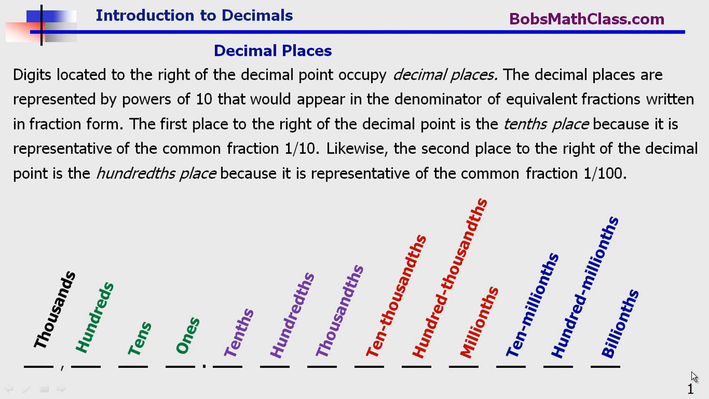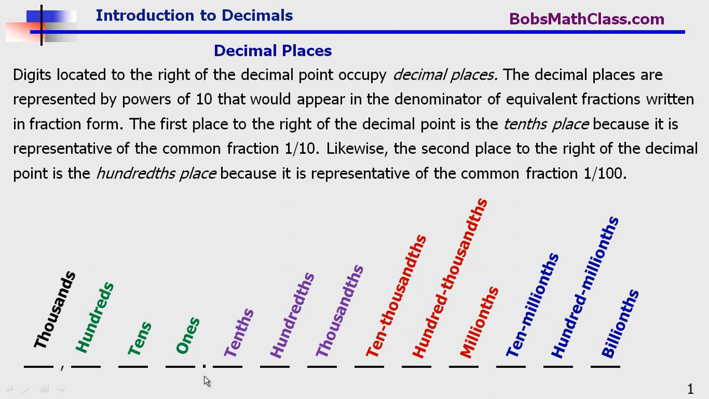So we're going to go on. And fractions aren't that bad, and decimals aren't that bad, but there is a relationship between both of them. The first place to the right of the decimal point is the tenths place, because it is representative of the common fraction 1/10. Likewise, the second place to the right of the decimal point is the hundredths place, because it is representative of the common fraction 1/100th.